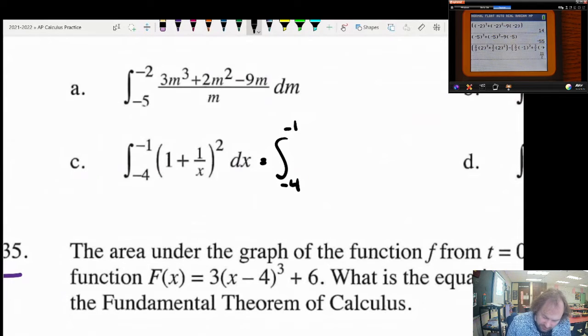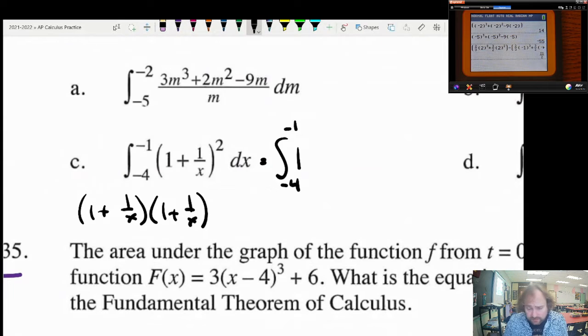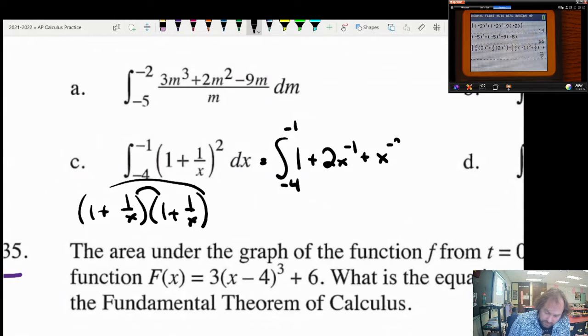What's going to happen is you're going to get a 1 times 1, because remember, what you have here is 1 plus 1 over x times 1 plus 1 over x. The two 1 over x's are going to multiply out. You're going to get 1 with these two and 1 with these two. That's just going to be 2 over x. 1 over x plus 1 over x is going to be 2 over x. Or maybe it'd be better if we wrote this as 2x to the negative first power. And then finally, 1 over x times 1 over x is 1 over x squared, so that would be x to the negative second power, like that. And that's all dx.